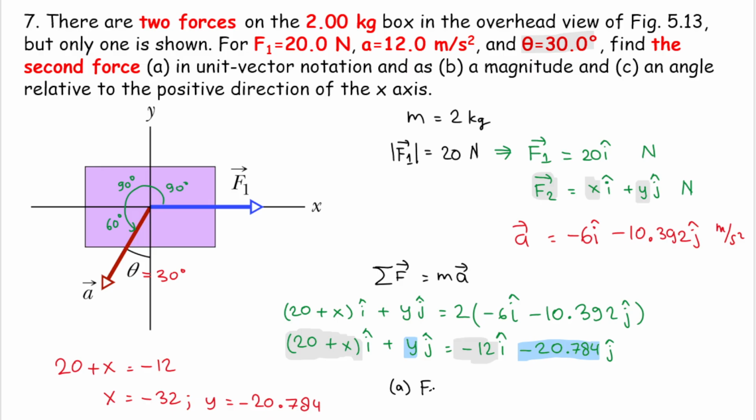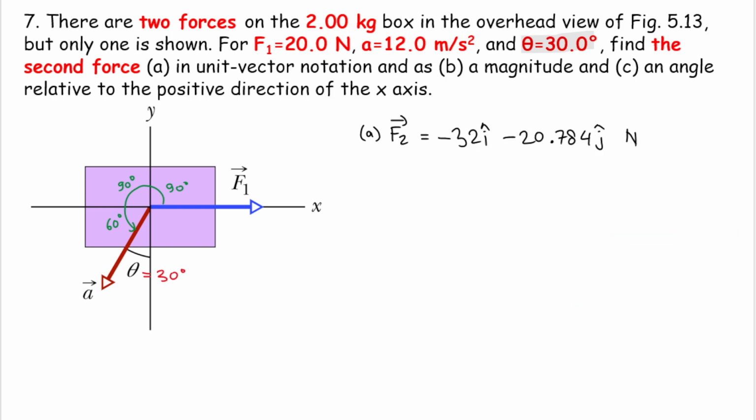The F2 in the unit vector notation is this x here, which is minus 32 on the i direction, and then minus 20.784 on the j direction. And the unit here will be in Newtons. Good. Now let's answer questions B and C.